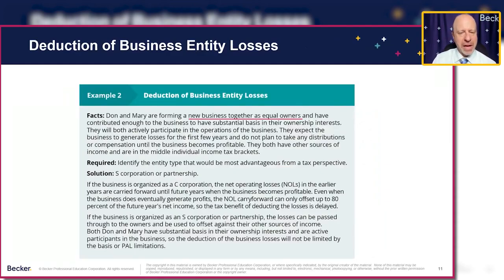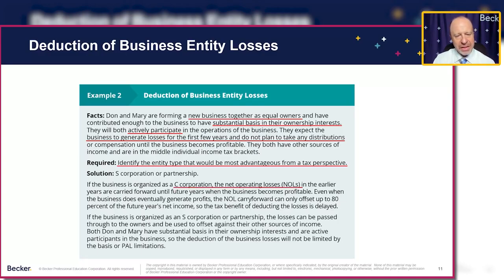Okay, here is our example. Let's talk about Don and Mary. They're forming a new business together and they're going to be equal owners and they have substantial basis. They put a lot of money into this business. Now they both actively participate in the business and they expect this business is going to generate losses for the first few years, which is not uncommon. So they don't plan on taking any distributions because the business is going to lose money. They're not going to take any other compensation either. So here's what they want us to answer. They want us to identify the entity type that would be most advantageous from a tax perspective.